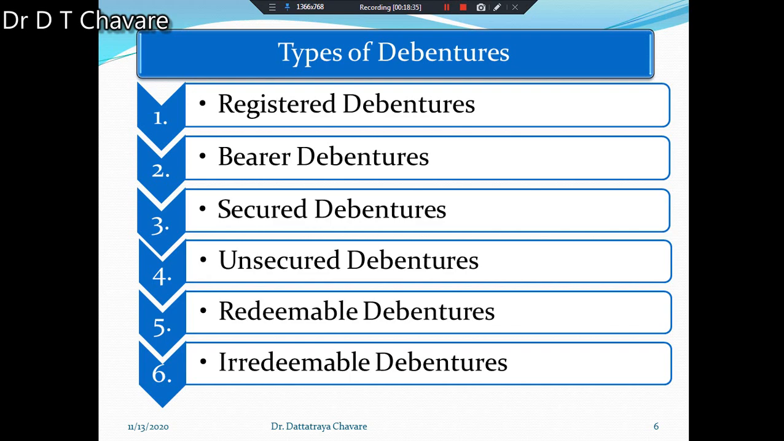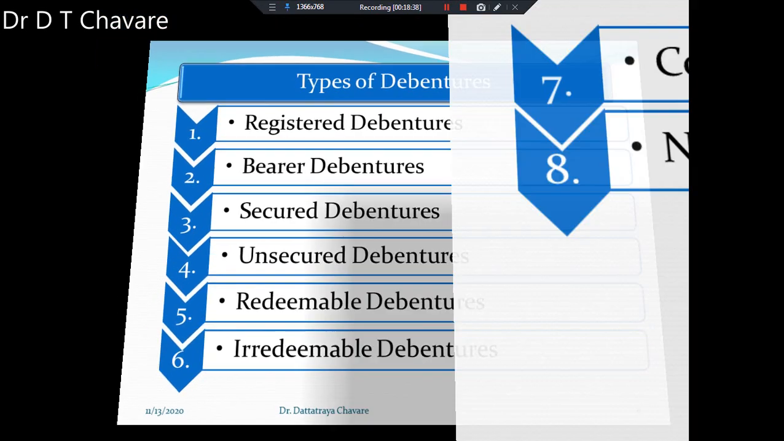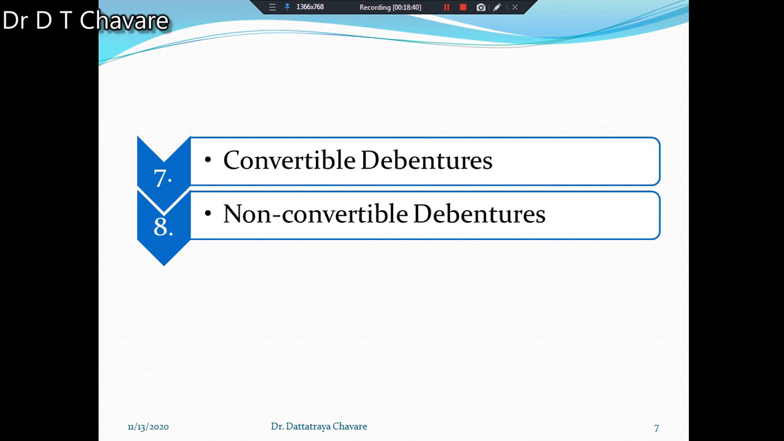The recent types of debentures, try to understand. The recent types of debentures that have emerged, I have mentioned here in the second part, that is convertible debentures and non-convertible debentures. What do you mean by convertible debentures? What is the exact meaning of convertible debentures? These debentures are converted into equity shares compulsorily.